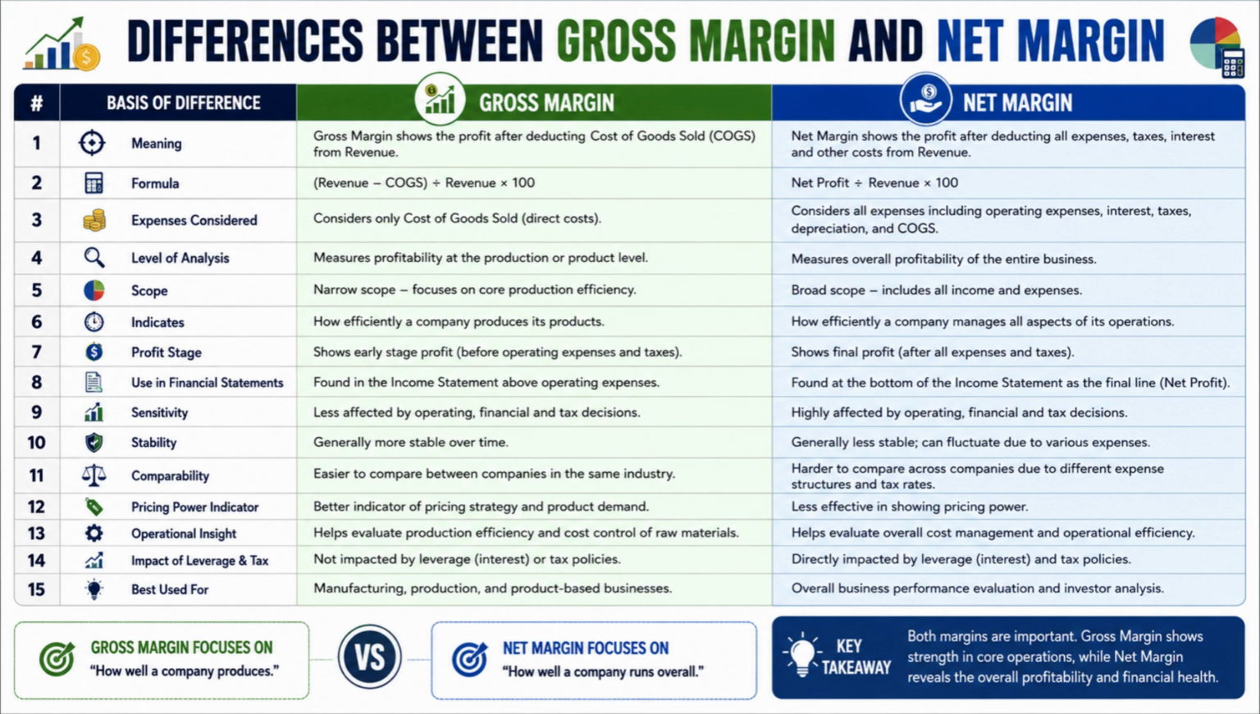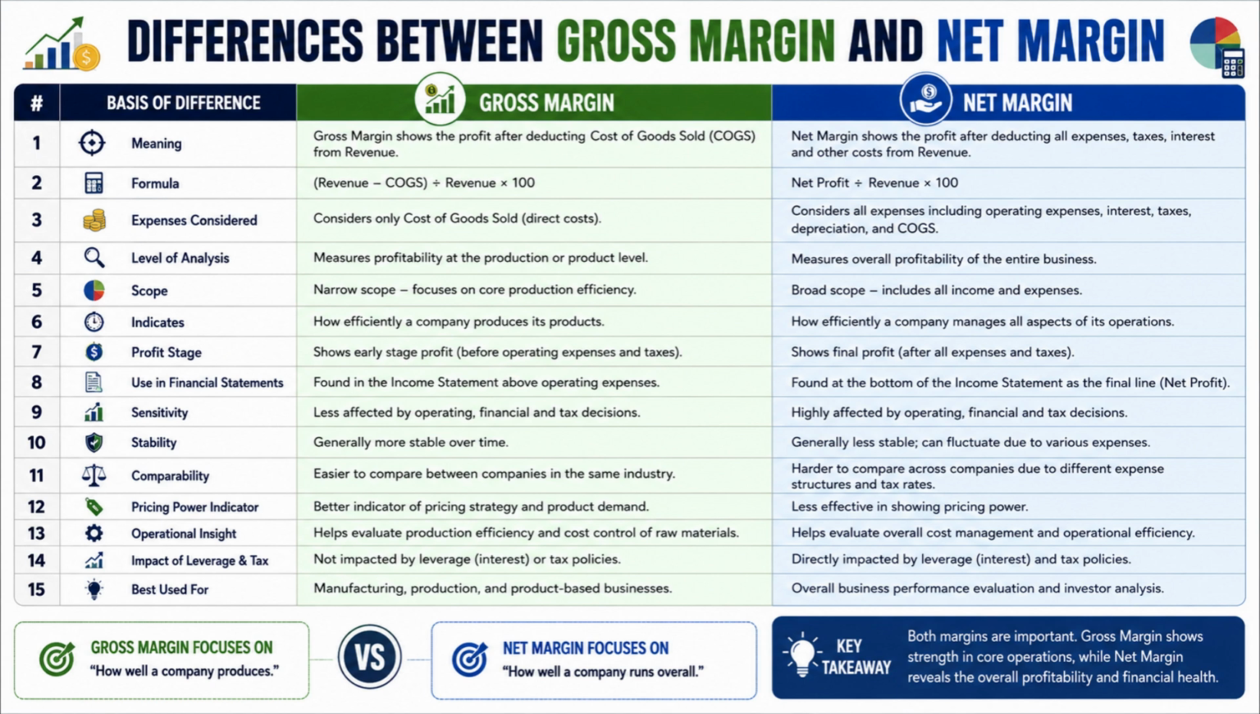Number 9. Gross margin is less affected by financing and tax decisions, whereas net margin is highly affected by financing costs, tax policies, and business decisions. Number 10. Gross margin is generally more stable over time, whereas net margin can fluctuate significantly due to changes in expenses and taxes. Number 11. Gross margin is easier to compare among companies within the same industry, whereas net margin may vary greatly because different companies have different expense structures.